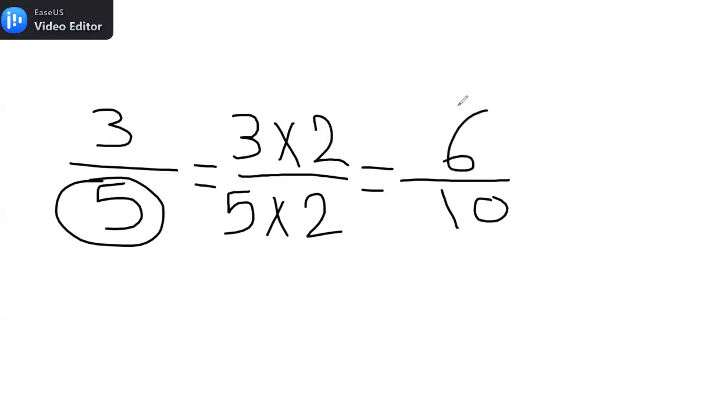Now, can we write this fraction in the form of a decimal? Yes. How can we do it? 0.6. Excellent. Another one.